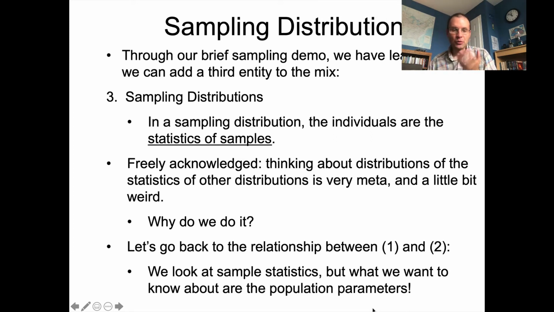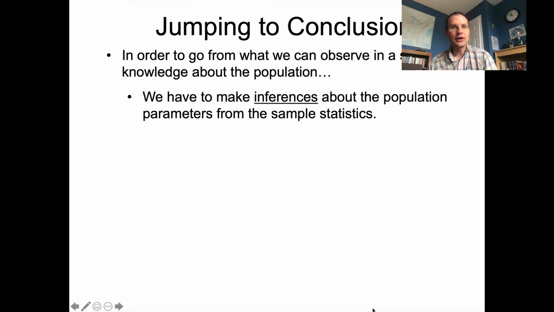The reason is that we're looking at just the sample statistics whenever we run an experiment. But what we really want to know about are the population parameters, or often we want to draw conclusions about the population and its parameters. The way we're going to do that is through this conduit of sampling distributions. In order to go from what we can observe directly in a sample to knowledge about a population, which we don't have the resources to observe in its entirety, we have to make inferences about the population parameters from the sample statistics. That's the important point here.